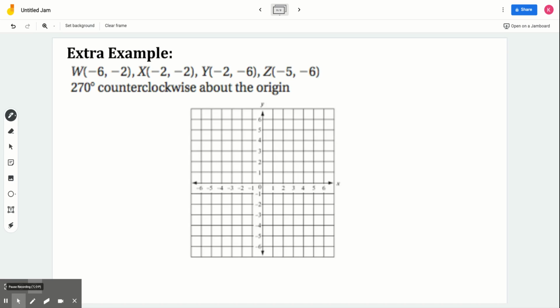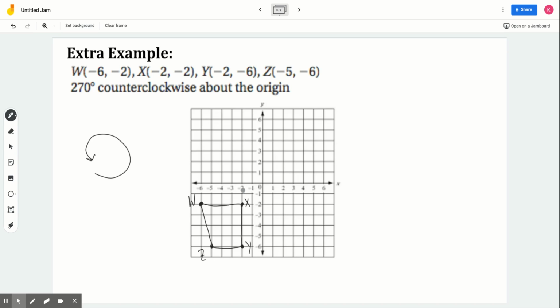On this final example, we're going to be rotating 270 degrees counterclockwise about the origin. So that's going to be 3/4 of a full turn. So go ahead and plot the 4 coordinates on your graph now. Now, knowing that we're going to go 270 degrees counterclockwise means that we should end up in the top left quadrant. So 90, 180, 270 degrees of that rotation. So as we do this, we're going about the origin.